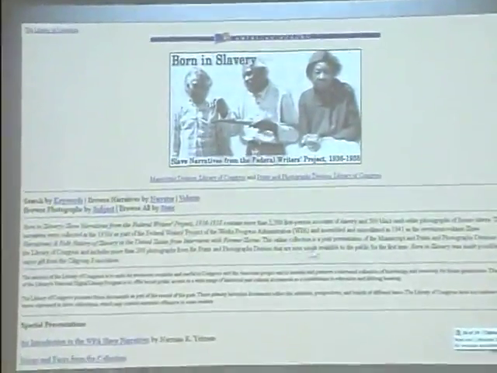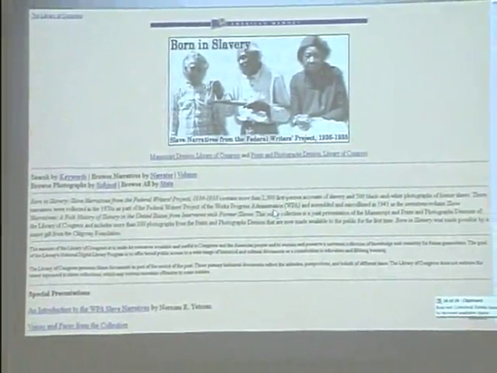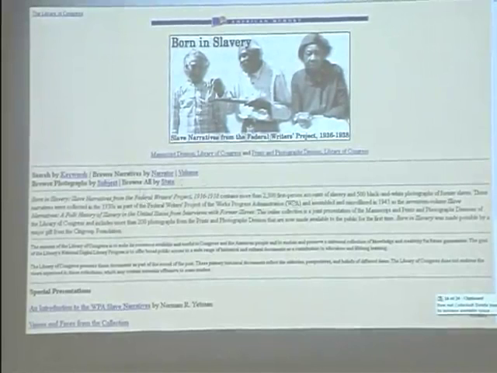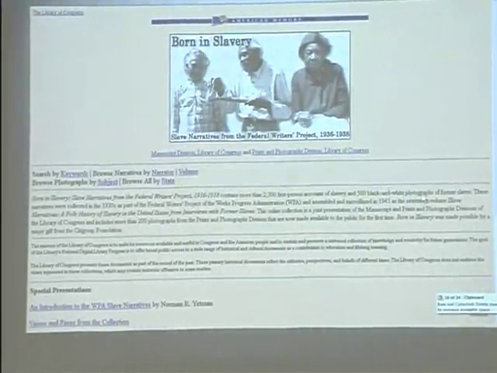An actual explanation of how the WPA compiled 2,300 first-person accounts of slavery and 500 black and white photographs of former slaves. So now they physically have all of the information they need to answer the question.